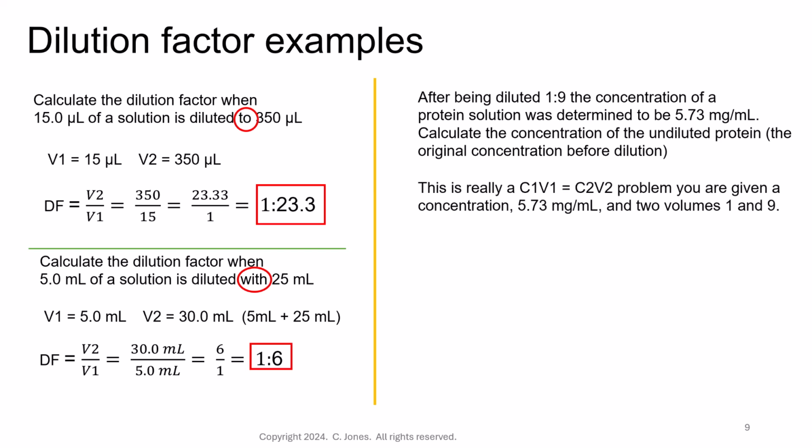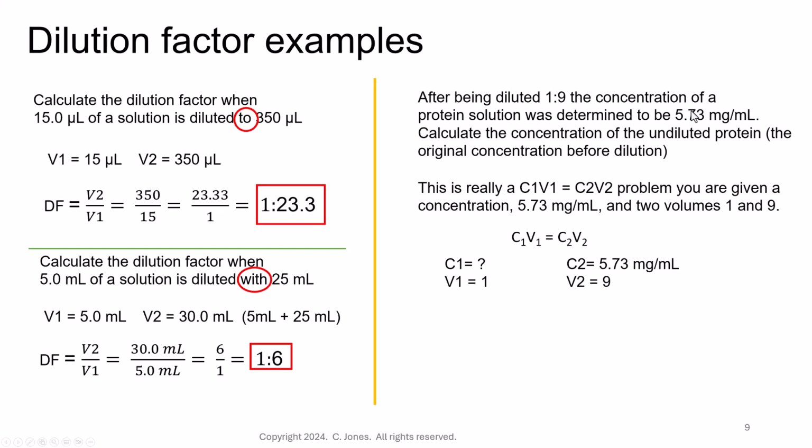So again, this is really a C1V1 equals C2V2 problem because you're given a concentration, 5.73 milligrams per mil, and two volumes, 1 and 9. So C1V1 equals C2V2. Can't write this down enough. C1 is what we're trying to find. That's the original concentration. V1 is the smaller volume, which is 1. C2 is the concentration that we determined experimentally in our assay.